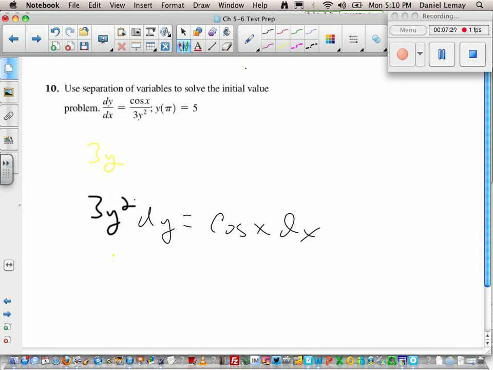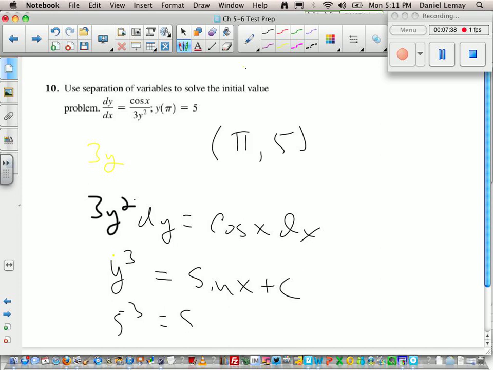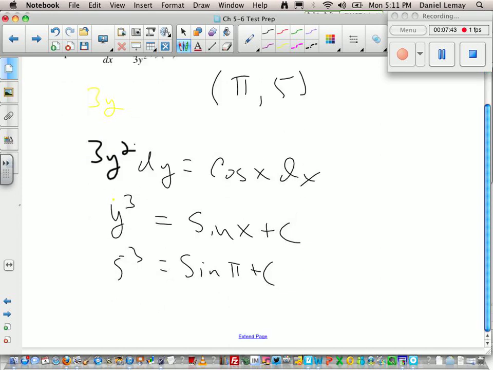Okay, next question. Another separation of variables problem. Well, with this one, if we bring the 3y squared, let me go to a black pen. 3y squared dy equals cosine x dx. Well, now we're set to take the antiderivative very easily. Add 1, which is 3, divide by 3 leaves me y cubed, plus some number c, and the antiderivative of cosine x is sine x, plus some number c.